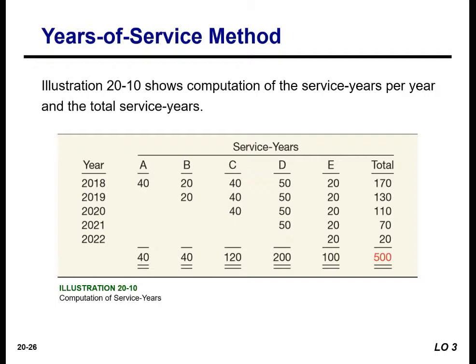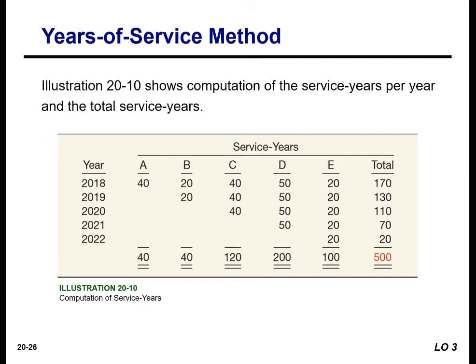So here we take those numbers. So each of those groups, remember there were 40, 20, 40, 50, 20 respectively, A through E. And we flip it and apply it to the service years coming. And those are the years 2018 through 2022. And we plug each number of employees into the years that they would be with the company.